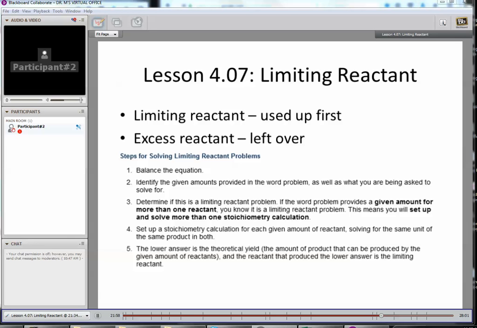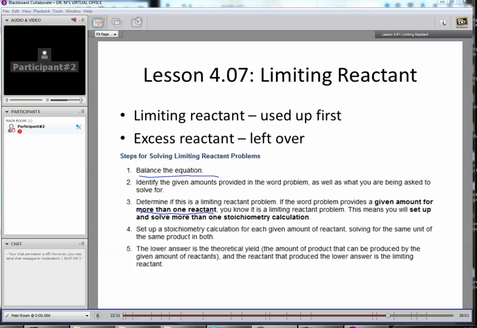So the basic steps for this are very similar to what we use in stoichiometry. We're basically doubling the whole thing, okay? So we still want to balance our equation, just like in step 1. We're going to identify the given amounts provided in the word problem, as well as what's being asked for us to solve. If it is limiting reactants, we will see that we've been given more than one reactant, okay? I'm going to show you an example in a second.